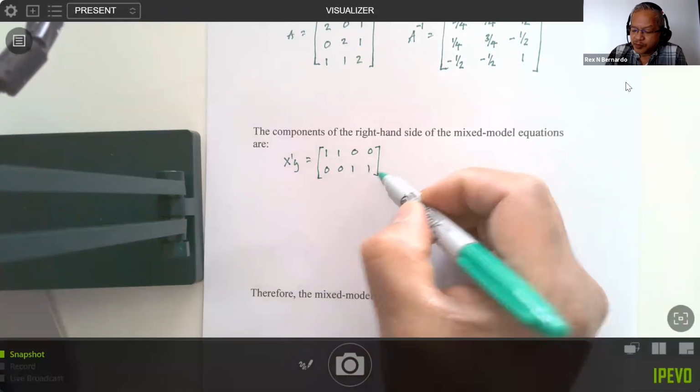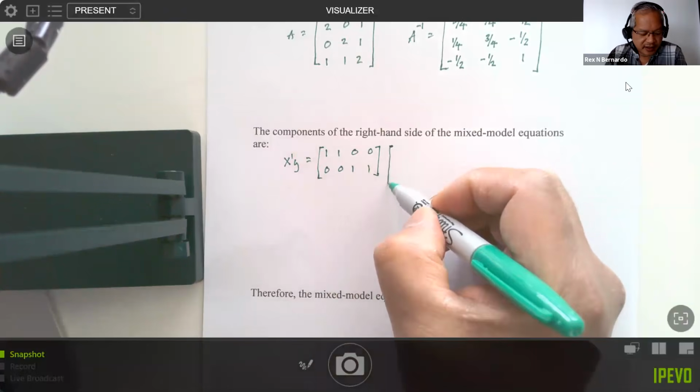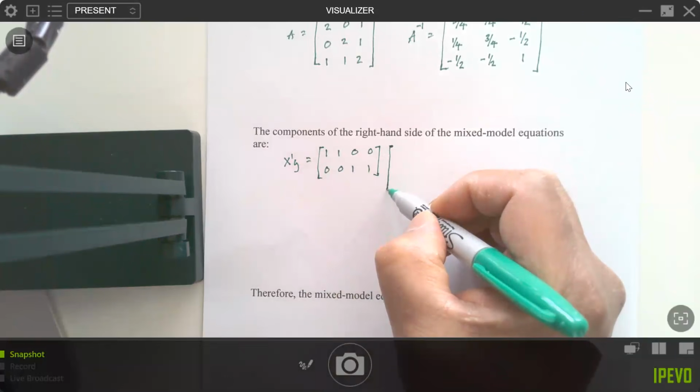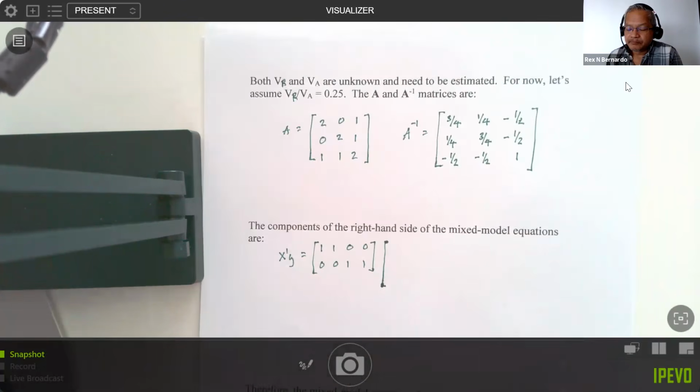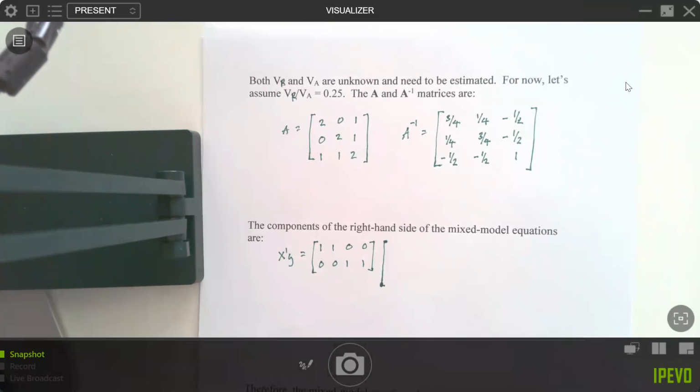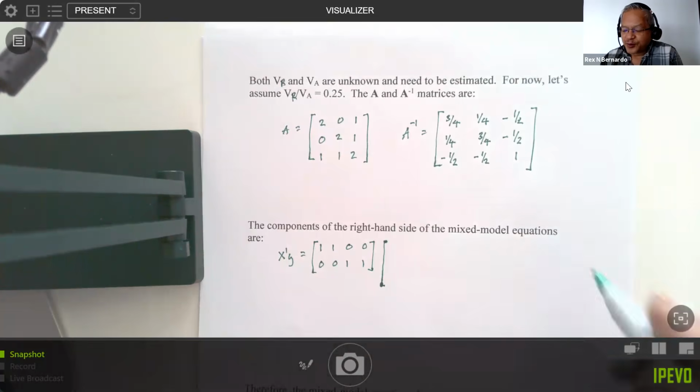And we multiply that by the y vector. The inverse of A, we can calculate, or you calculate with a program. I used a program for this one.